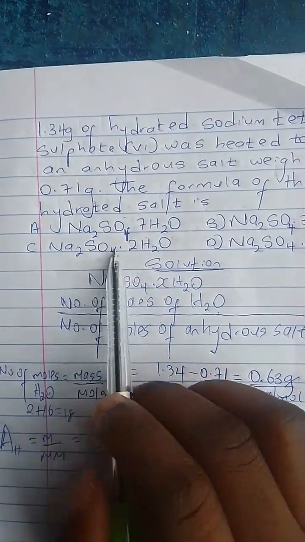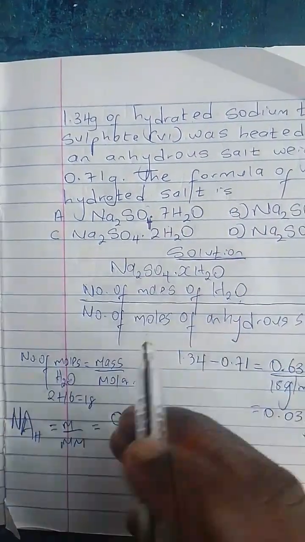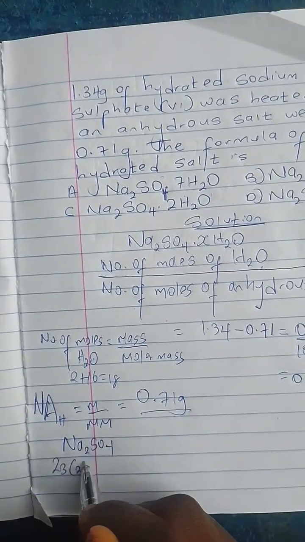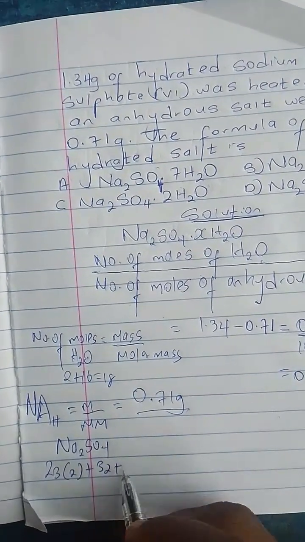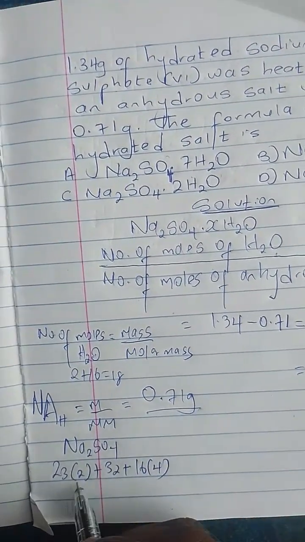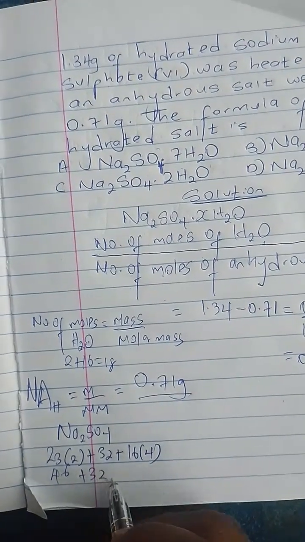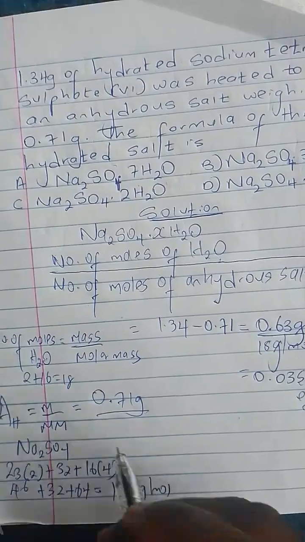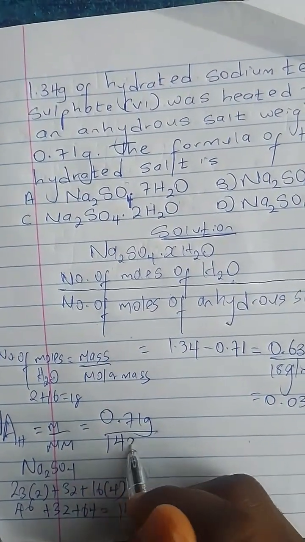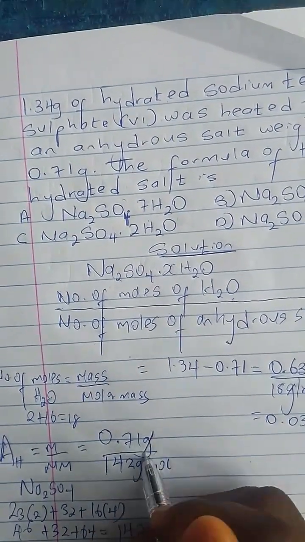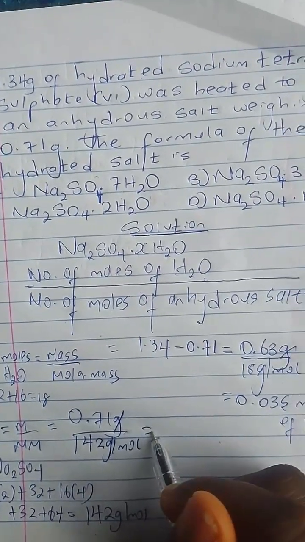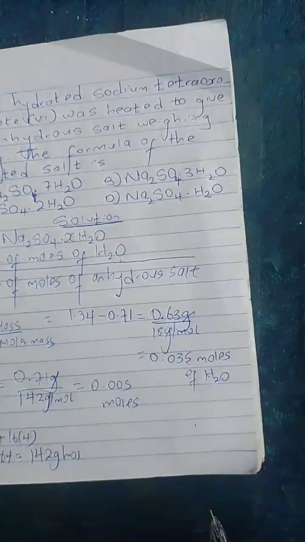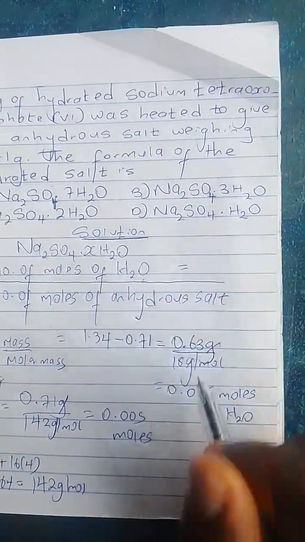Now looking at this, you can see that we are dealing with Na2SO4 only. So we have Na2SO4 to be 23 times 2 plus 32 plus 16 times 4. This should be 46 plus 32 plus 64, and we add them together, I'll give you 142 grams per mole. Okay, 0.71 divided by 142 grams per mole. Gram will cancel gram, so 0.71 divided by 142, you get 0.005 moles. Easy, right? Now let's input them in the equation.